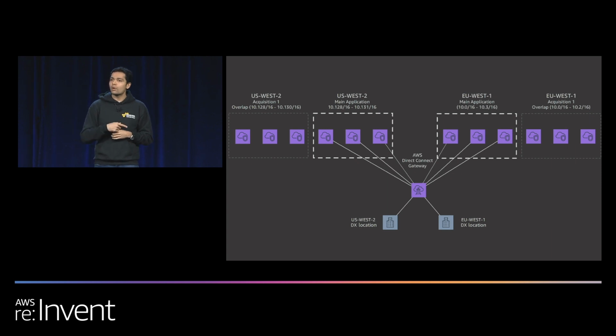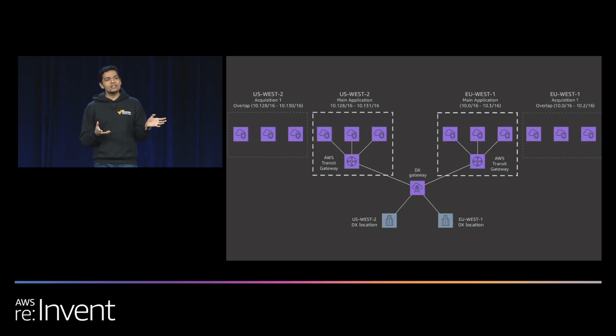We quickly ended up migrating to Direct Connect Gateway because it allowed us to connect VPCs around the world from any Direct Connect location, as long as the VPCs have non-overlapping IP schema. So this really helped us to reduce our BGP sessions from 12 to 2. That was a significant change for us.